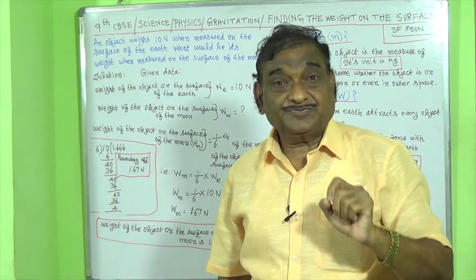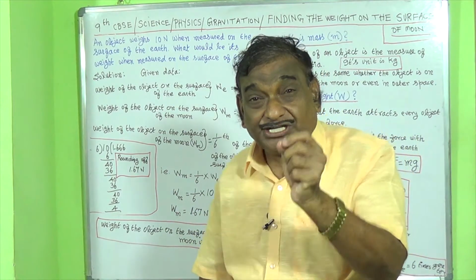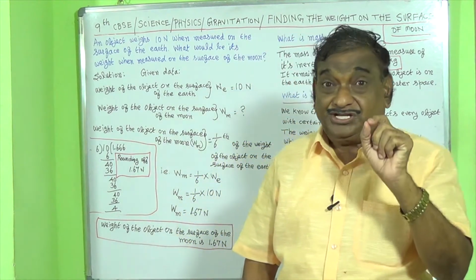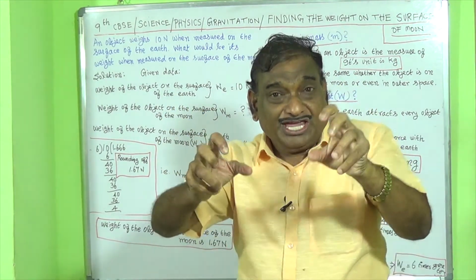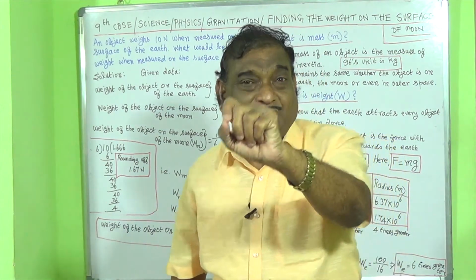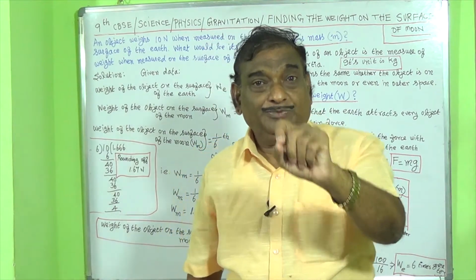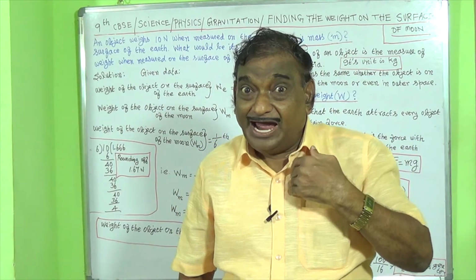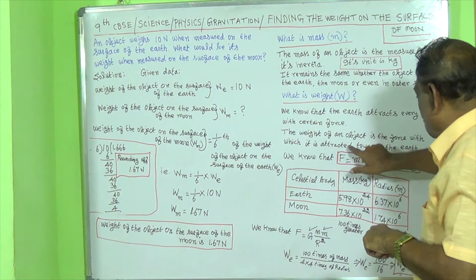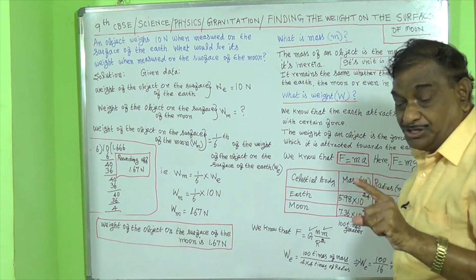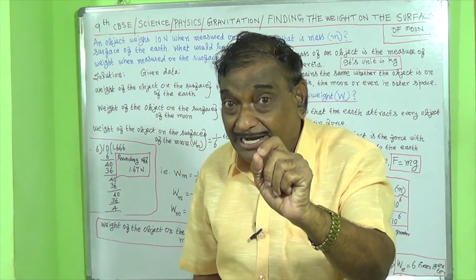What is weight? We know that the earth attracts everybody with a certain force. The weight is the force with which an object is attracted towards the earth, that is towards the center of the earth. The unit of the weight is Newton. Why is the unit of the weight Newton? We know that the unit of the force is Newton. Here the weight is also force, so the unit of the weight is also Newton.